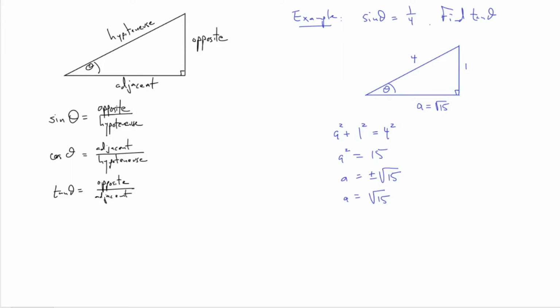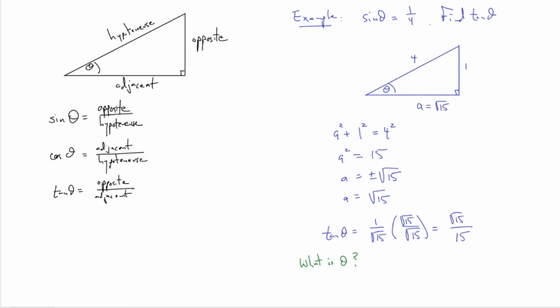And now we're in great shape to find the tangent of theta. The tangent of theta is the opposite over the adjacent, which is 1 over the square root of 15. We don't usually leave it that way. It's good practice to rationalize the denominator. And we get that the tangent of theta is the square root of 15 over 15.